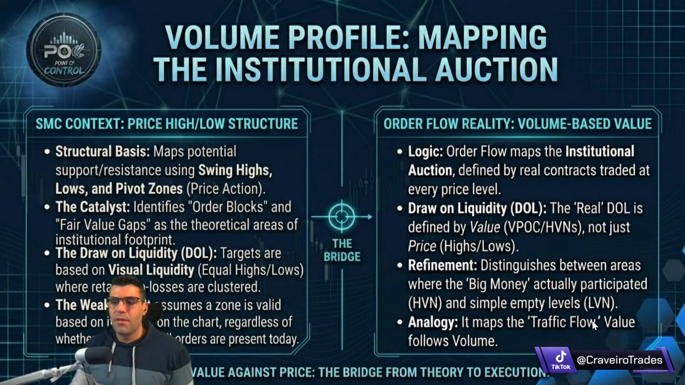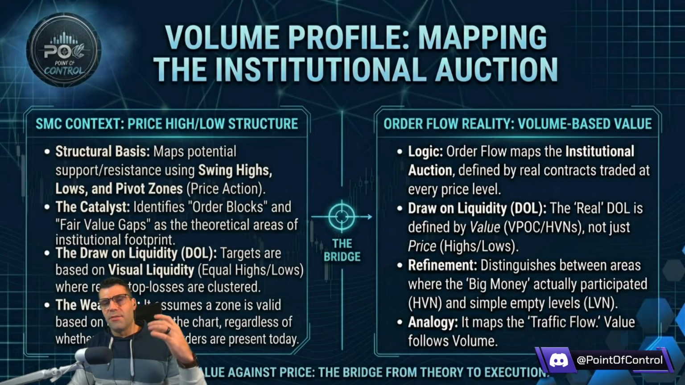Refinement distinguishes between areas where big money actually participated, a high volume node, and simply empty levels, low volume nodes. Where you see low volume nodes, I will get into that, you're going to find a fair value gap or a breaker block, a large area of displacement. Those are the next target.